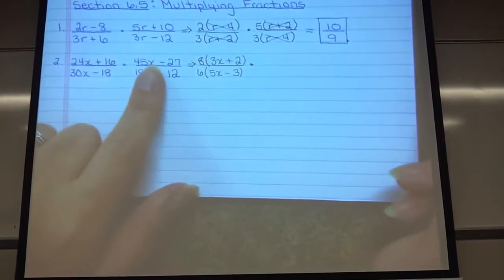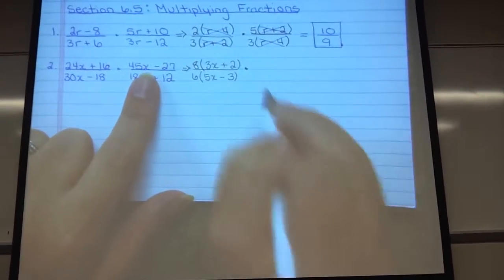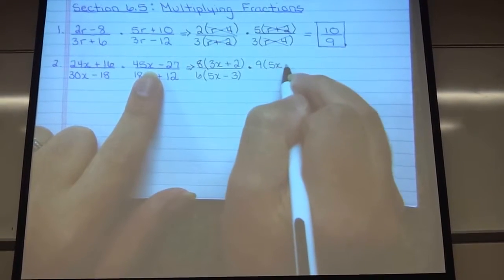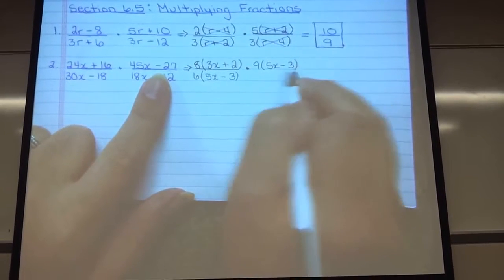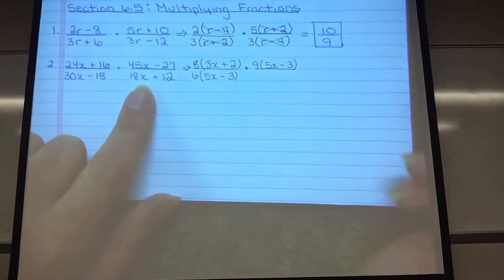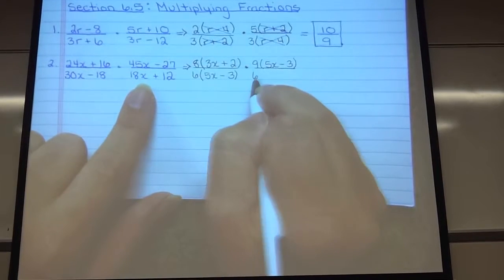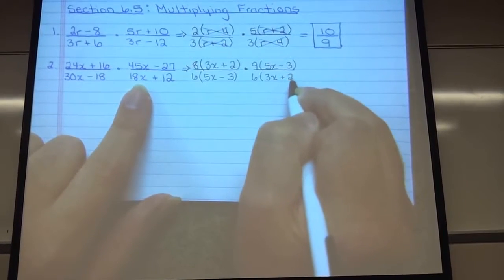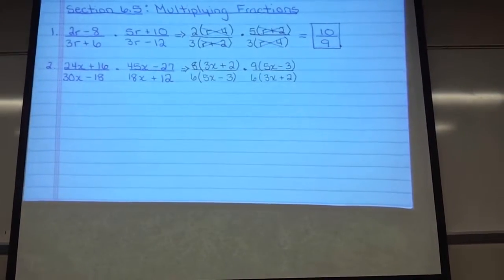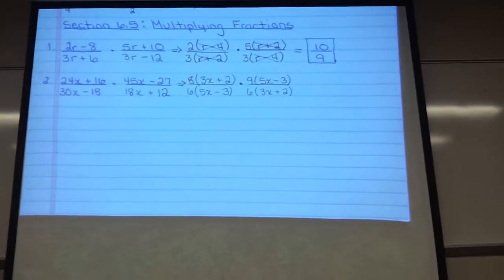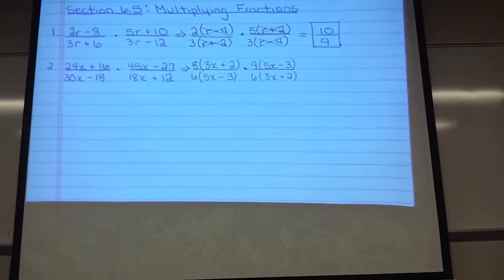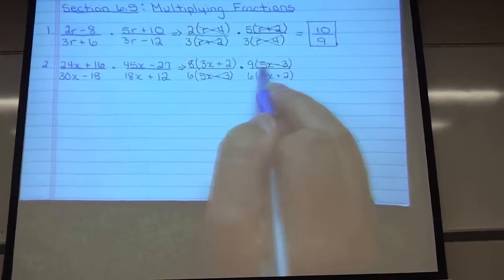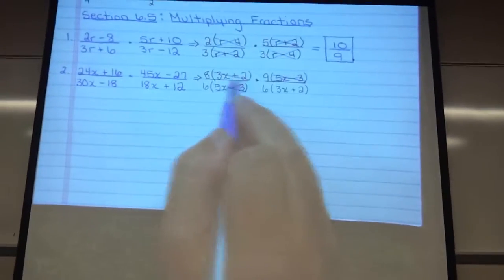Times. With the third part, I could take out a 9. And if I take out a 9, I'm going to get 5x minus 3. And then in the denominator, I could take out a 6, and let's see, 3x plus 2. Is the final answer 2? All right. So I need to see if I have any common expressions. I have my 5x minus 3's. I have my 3x plus 2's.